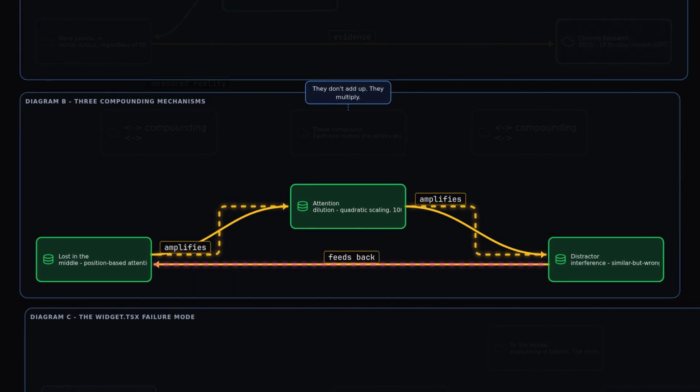And these don't just add up, they compound. Attention dilution makes lost in the middle worse. Distractor interference makes attention dilution worse. The longer the session, the bigger each effect, and the more they amplify each other.